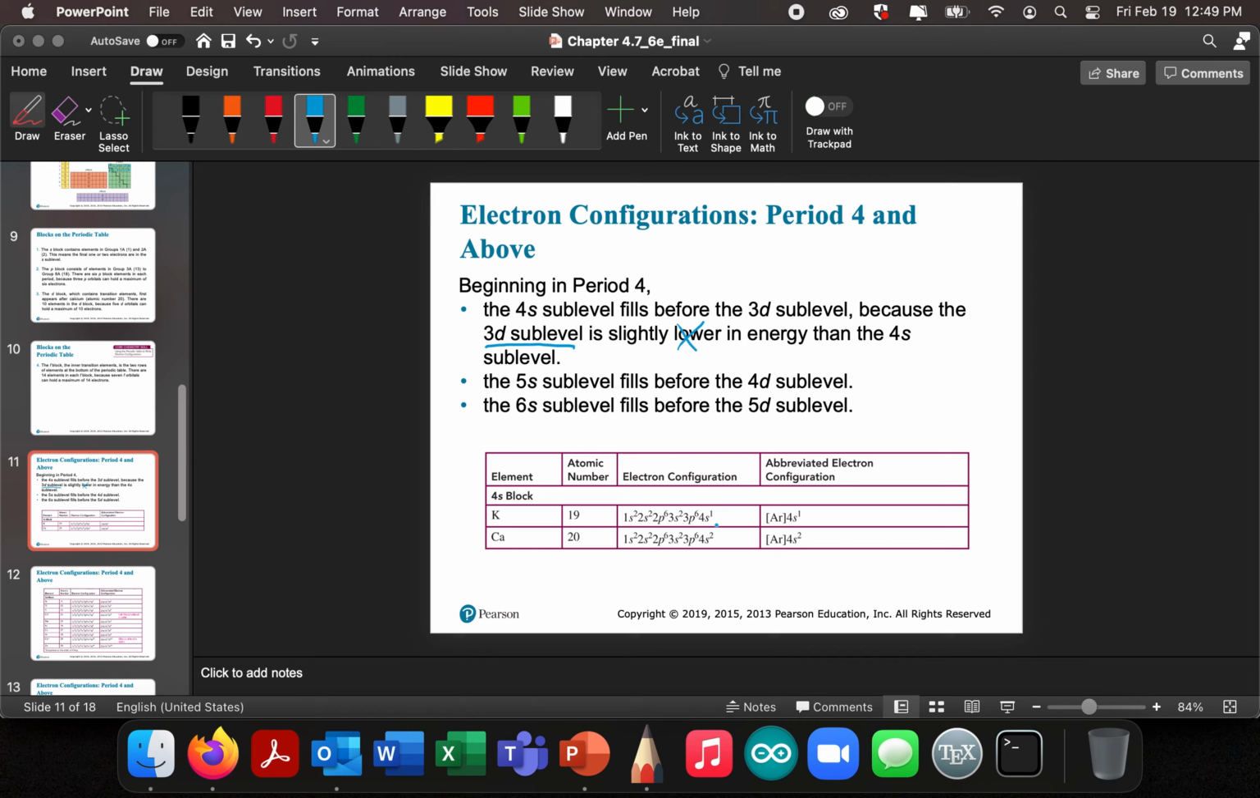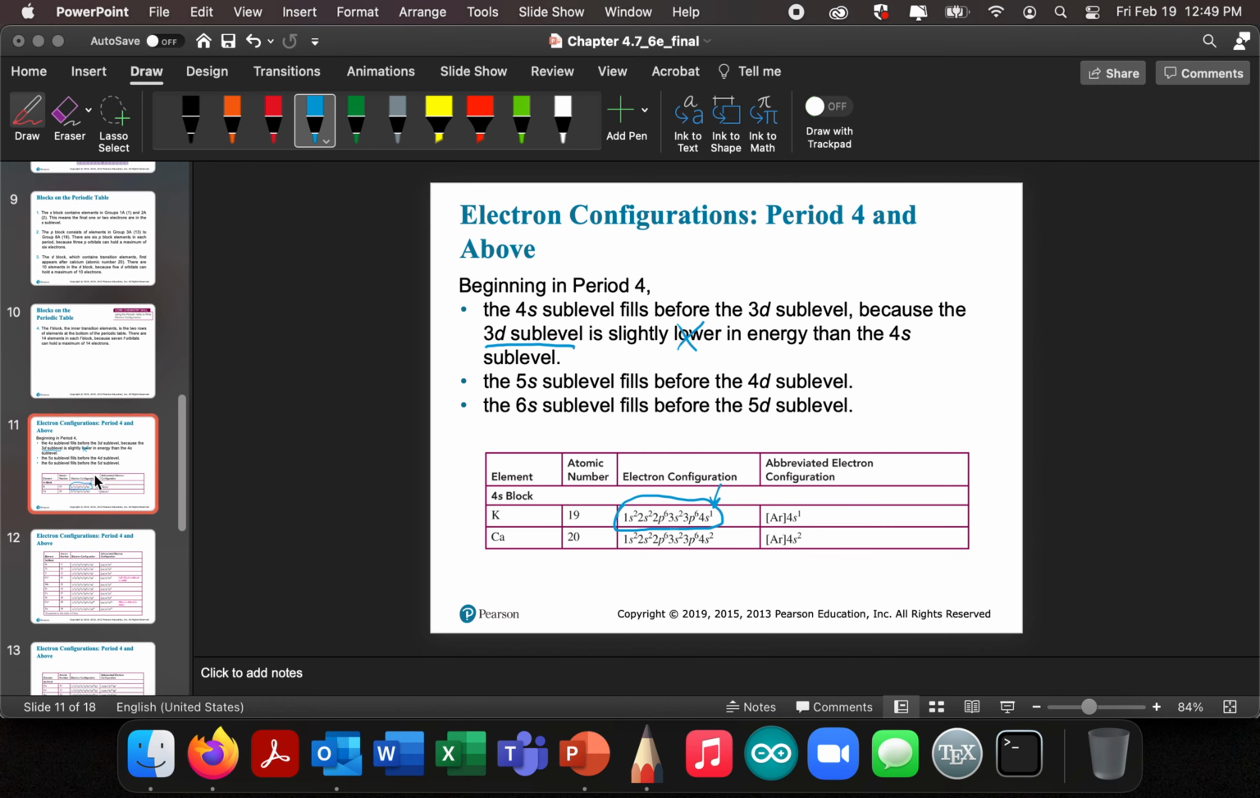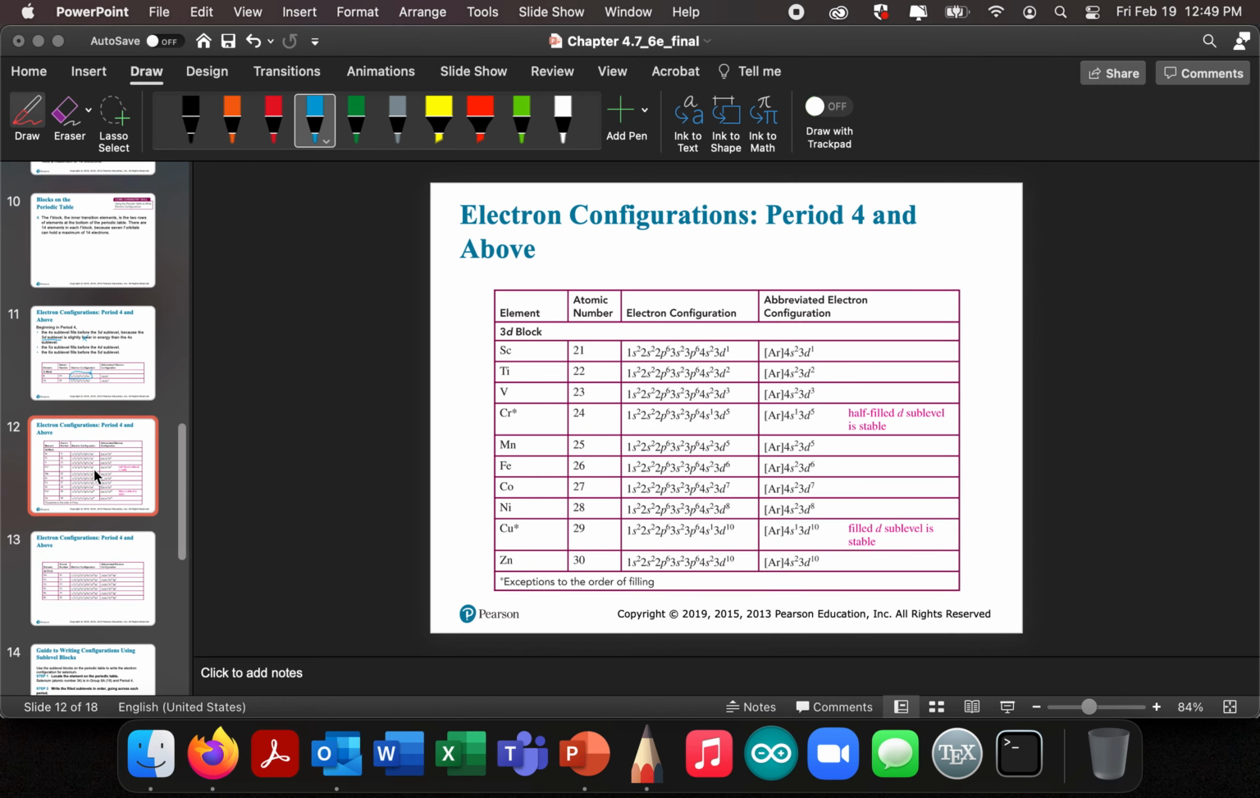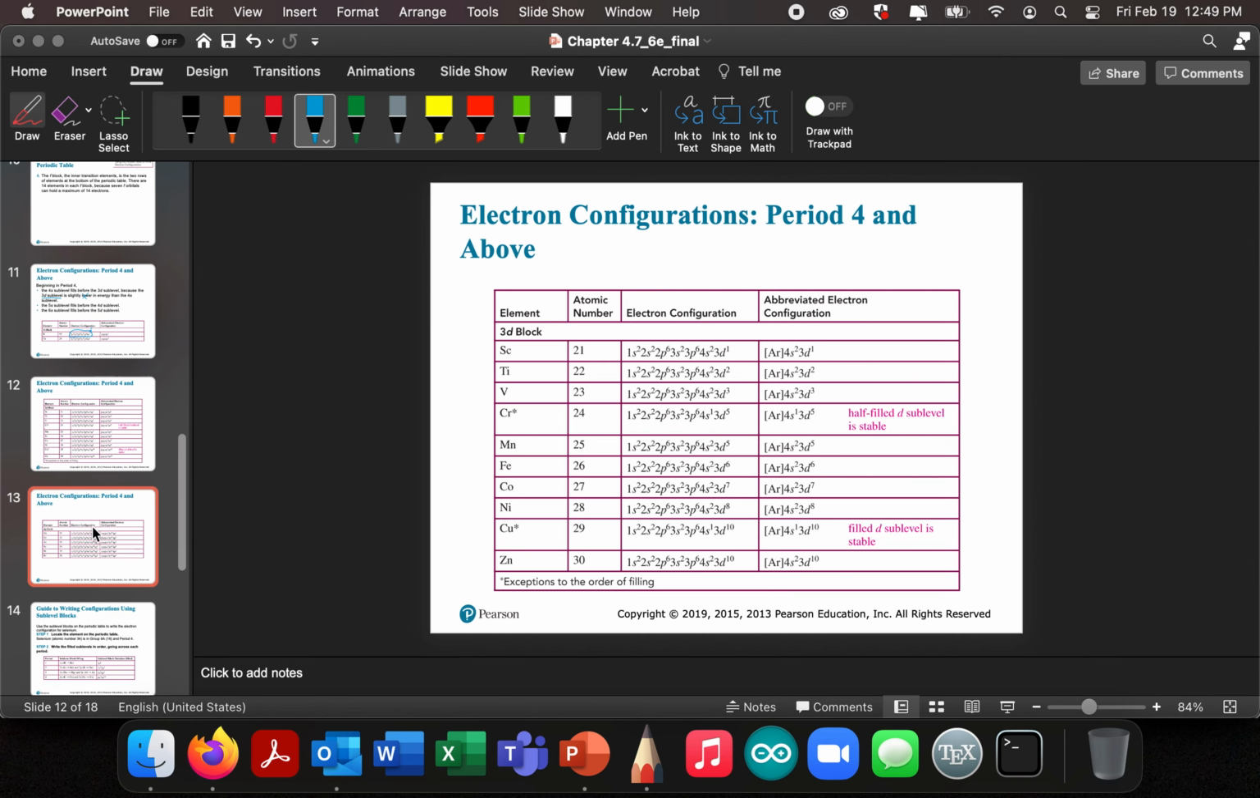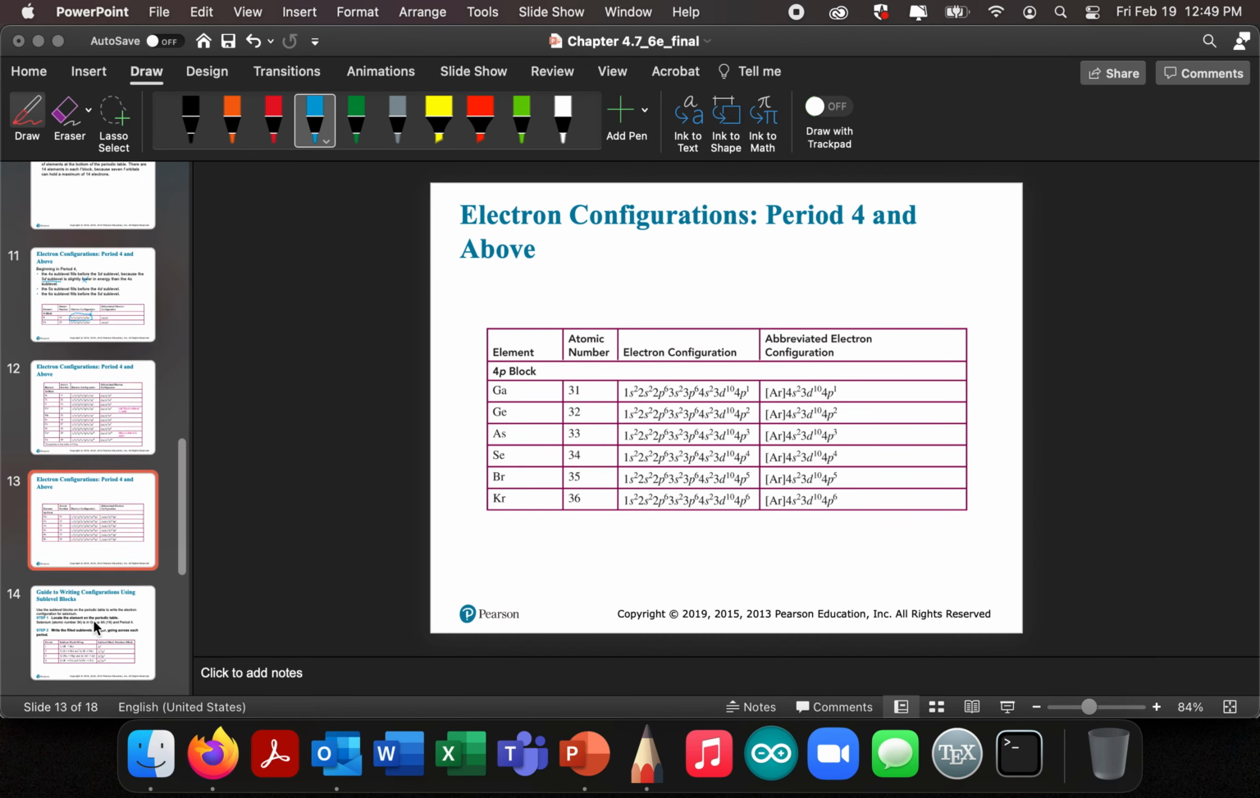Right, so look at this. 1s2, 2s2. Look at that. Right, you see the 3D doesn't get filled yet. The 4S starts to get filled before the 3D does. Okay, and that's because the 3D is slightly higher in energy than the 4S. Okay, so more electronic configurations and abbreviated configurations are in your textbook, and more yet.